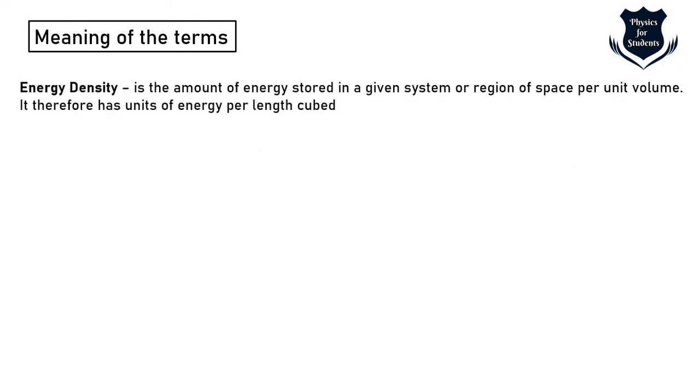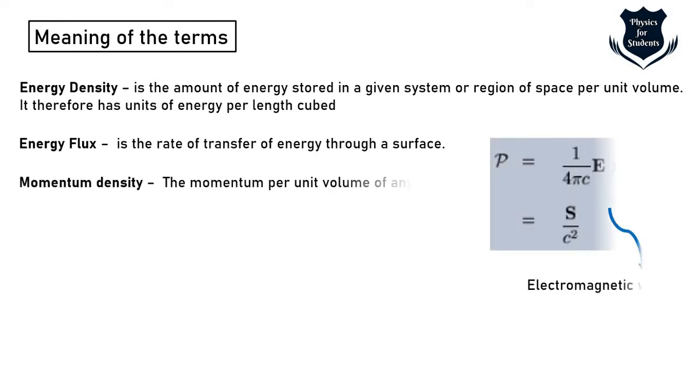So let us see what the terms mean. Energy density is the amount of energy stored in a given system, or you can call it a region, per unit volume. It therefore has units of energy per length cubed. Energy flux is something you can imagine if you're sitting beside a window and the sunlight is flowing in. That is what is called the energy flux, the rate of transfer of energy to a surface.